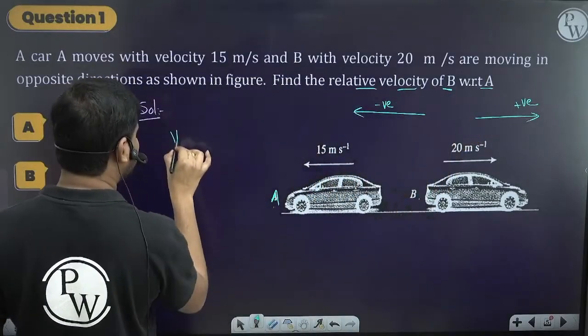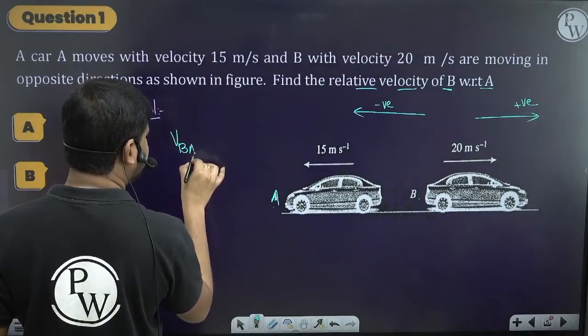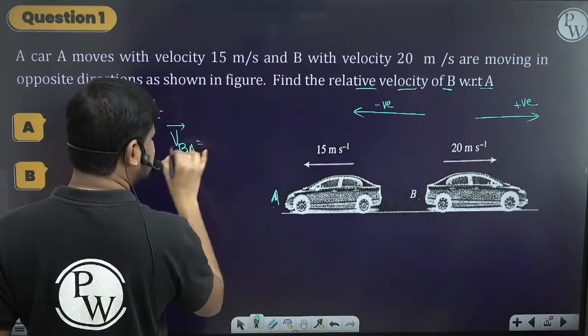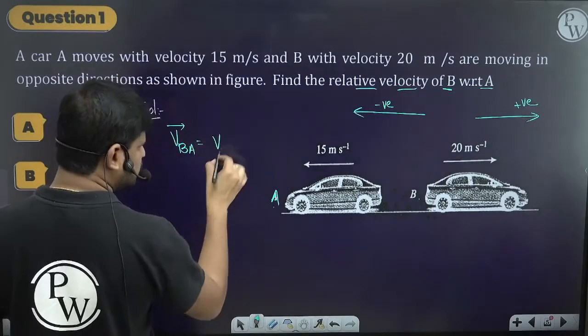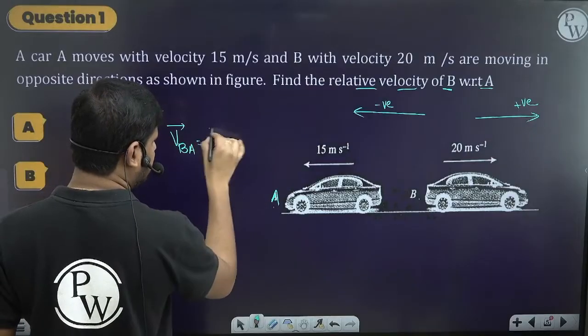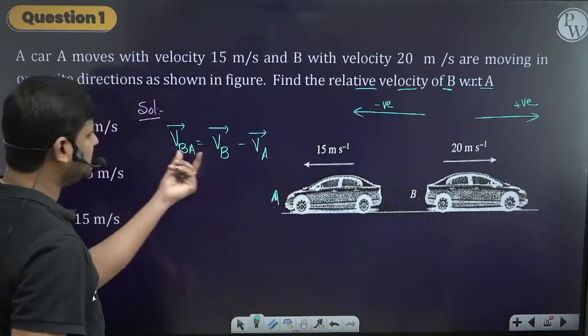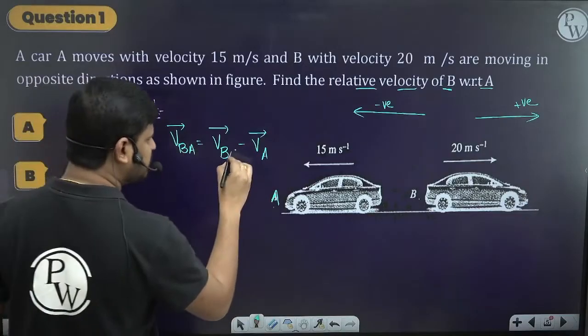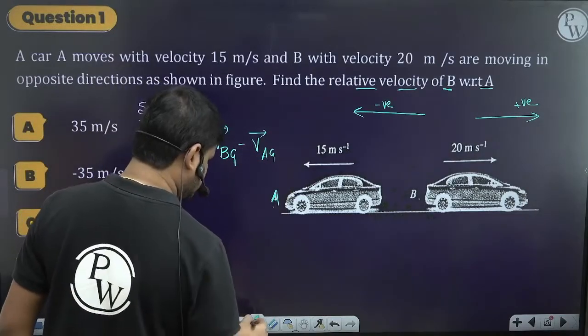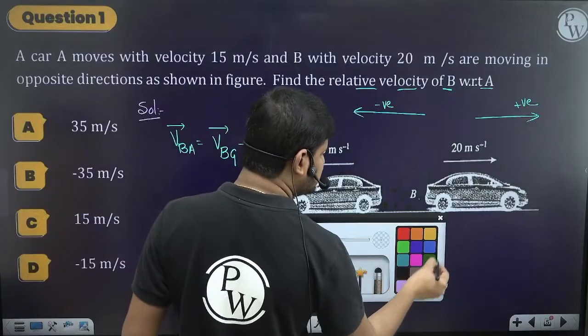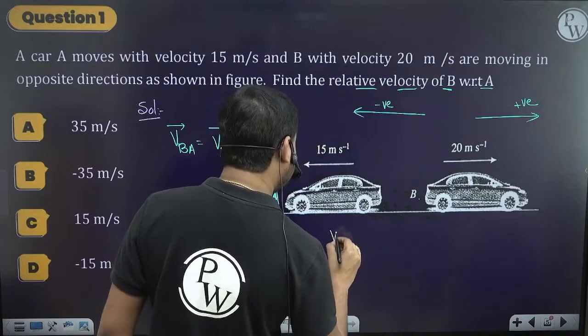Now find the relative velocity of B with respect to A. What is the formula for this? Velocity of B minus velocity of A. VBA means VB minus VA, with respect to ground. So now the thing is, what is the velocity of car A?